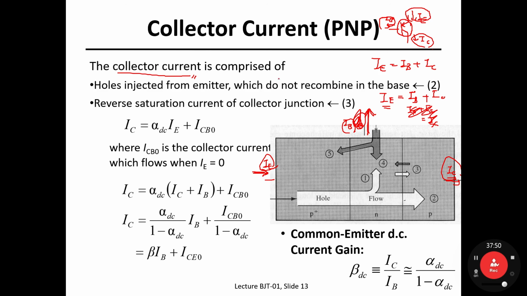Collector current is comprised of what? I guess there are two bullets, so you can guess two components for building up the collector current. That's right. So number two, as described here, is the holes injected from the emitter, I mean this hole, right? Injected from the emitter, which do not recombine in the base. So just forget the recombination stuff. And the holes are delivered and transported into the collector side.